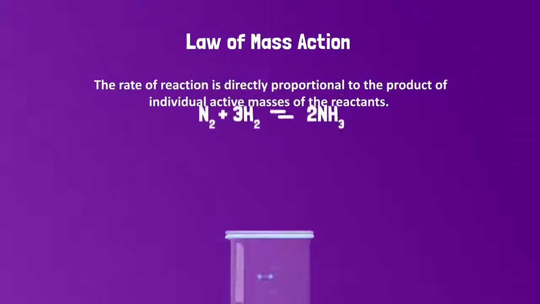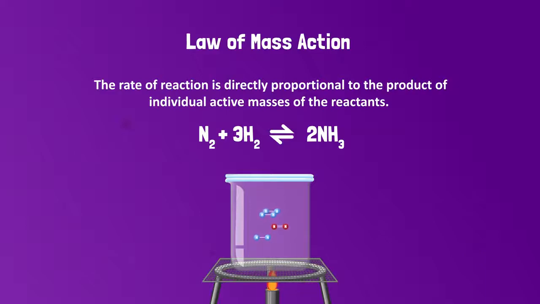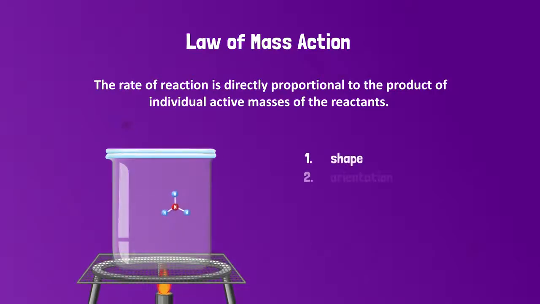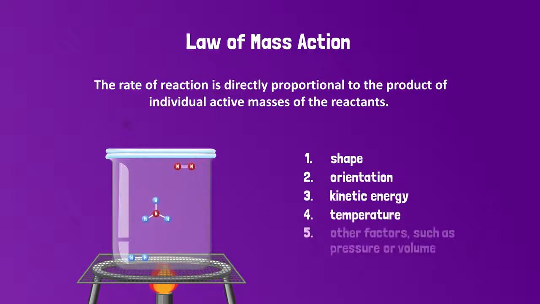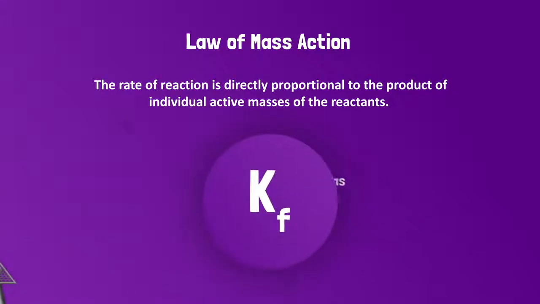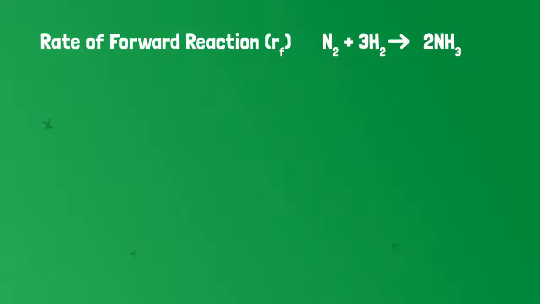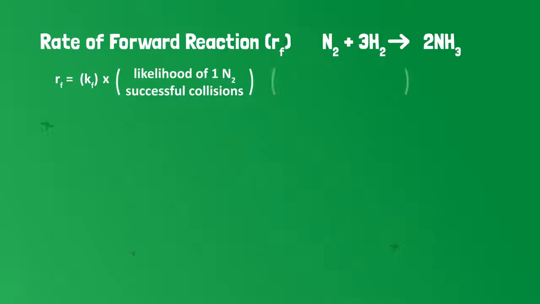A reaction happens only when a successful collision between reactants leads to a product. The number of successful collisions will depend on many factors. For example, the shape and orientation of hydrogen and nitrogen molecules, their kinetic energy, the temperature, and so on. We will group these factors into a constant number which we call the forward reaction constant, Kf. In order to find the rate of forward reaction, Rf, the reaction constant will be multiplied by the likelihood of successful collisions between hydrogen and nitrogen to form ammonia.